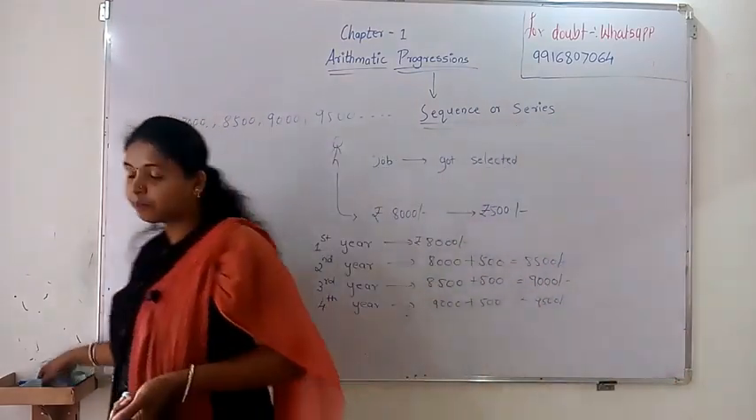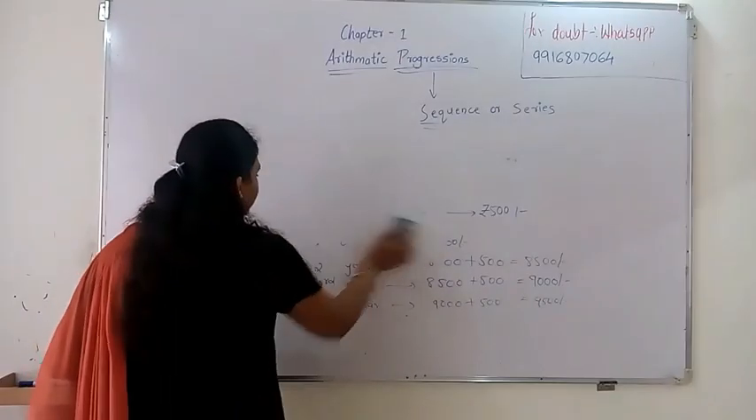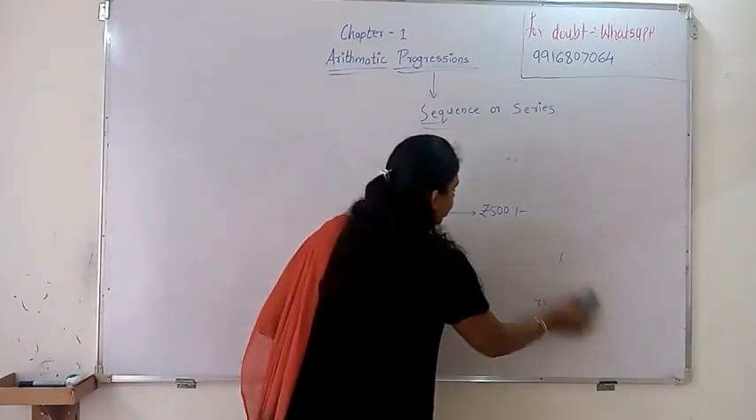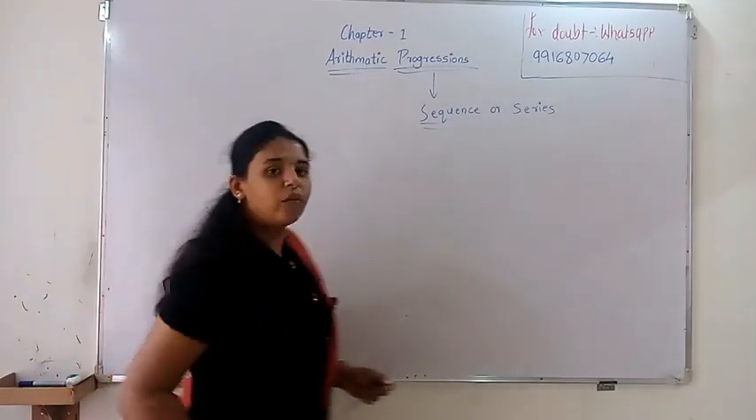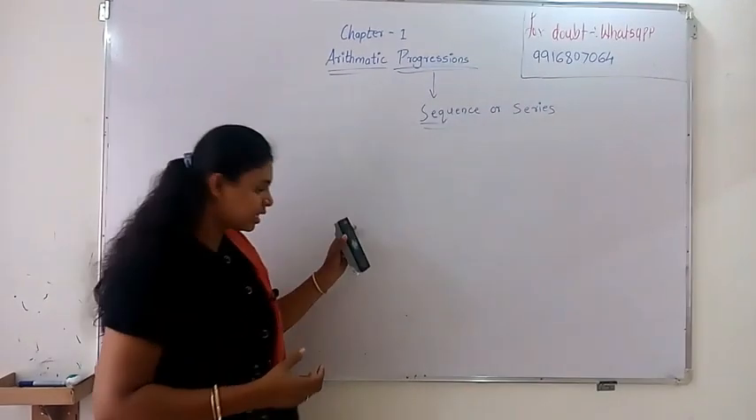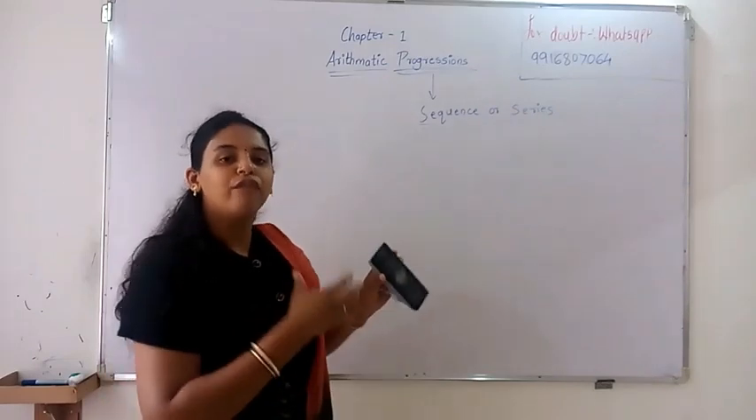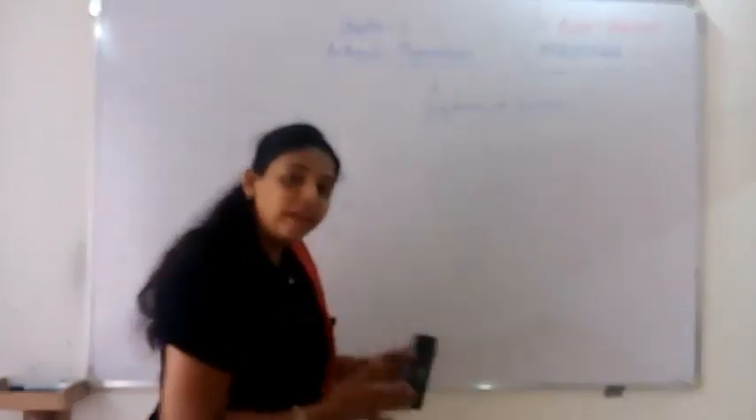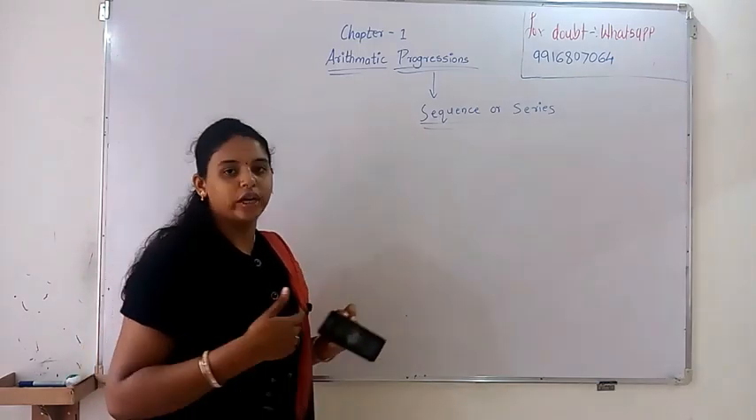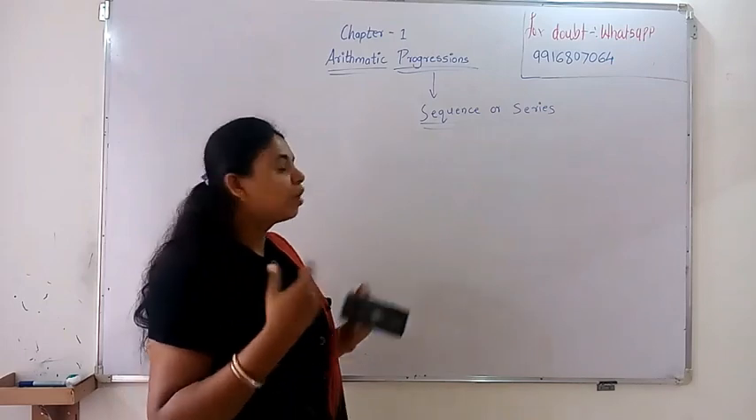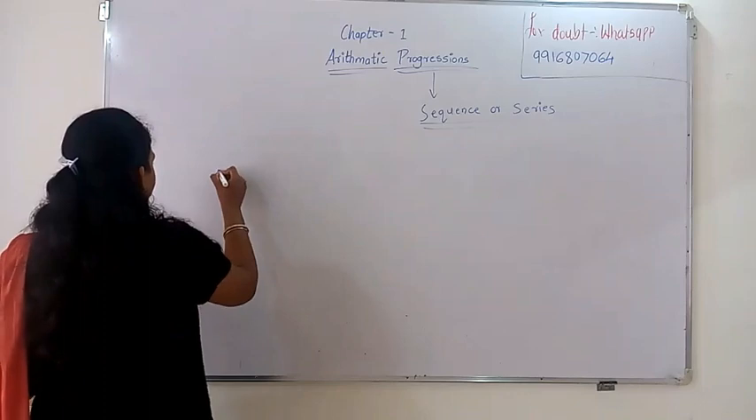This is an example which shows a sequence, a progression, an arithmetic progression. Here arithmetic comes in when we are adding that 500. In this example we are adding 500 per year, as an increment. That addition is nothing but an arithmetic operation, correct? We know that addition, subtraction, multiplication are arithmetic operations.